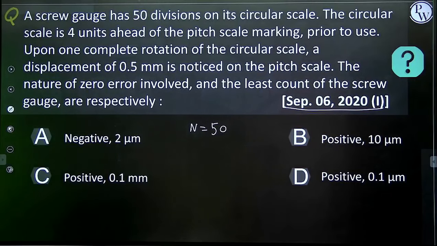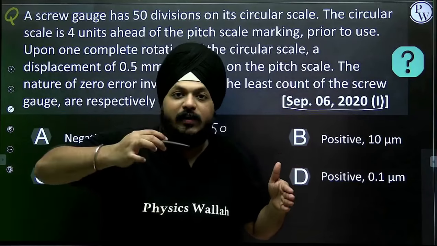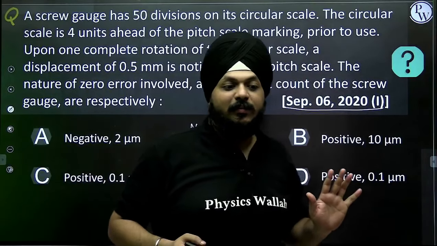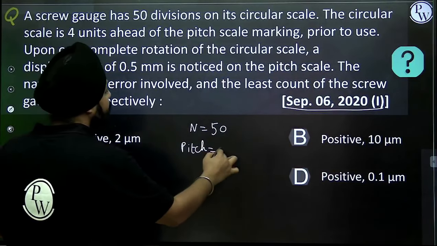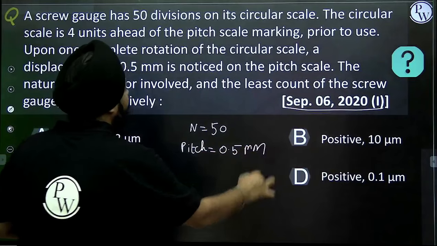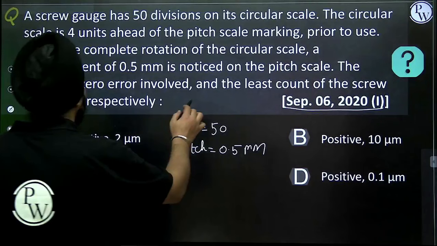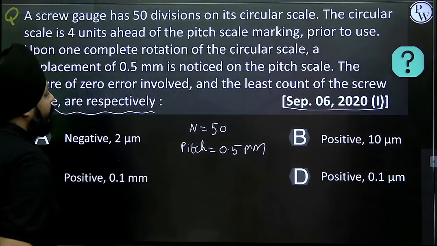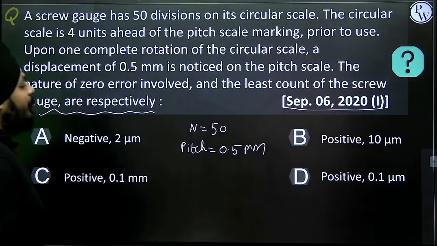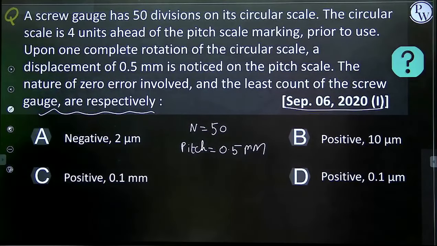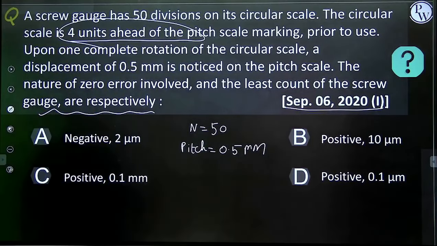Upon one complete rotation of the circular scale, the displacement is 0.5. So it means the pitch will be 0.5 mm. The nature of the zero error and the least count of the screw gauge are respectively. It means we need to consider the nature of the zero error; either we can have positive or negative, and it is written 4 units ahead of the pitch scale.